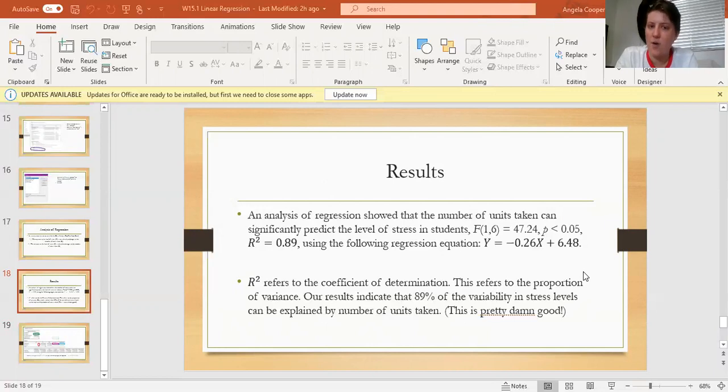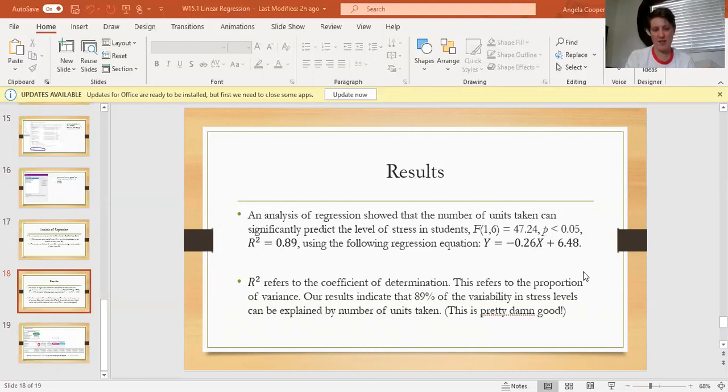R squared, I know I kind of glossed over that, and I wanted to go over that right now. R squared refers to the coefficient of determination. This is essentially the proportion of variance. Since our R squared value was 0.89, it's saying that 89% of the variability in stress levels, remember, the criterion variable, the thing that we're predicting, 89% of the changes in stress level can be explained by the number of units taken, the predictor variable, that X variable.